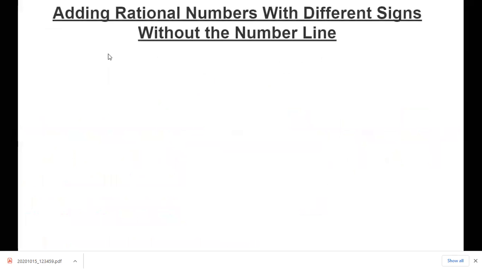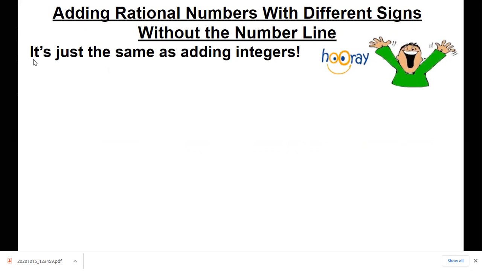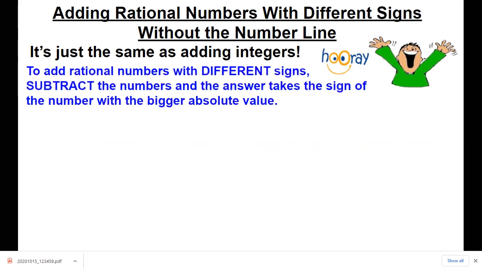Welcome back. Now we are going to add rational numbers with different signs again, but this time without the number line. So it's just the same as when you add integers, right? No different rules, same rules. To add rational numbers with different signs, you're going to subtract the numbers. Instead of adding them, you're really subtracting them. And the answer is going to take the sign of the number with the bigger absolute value.